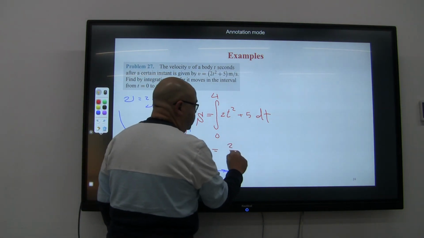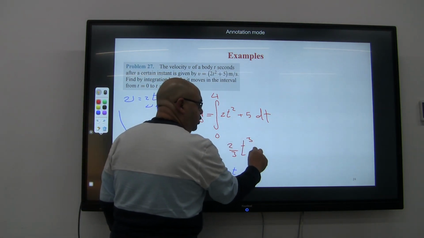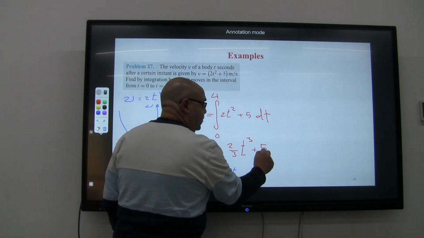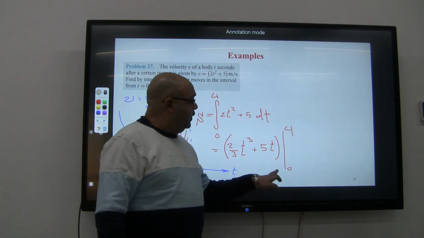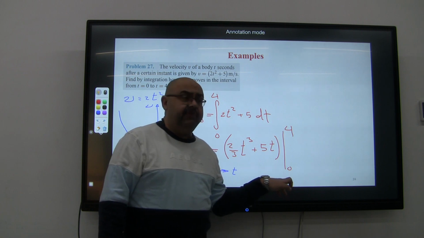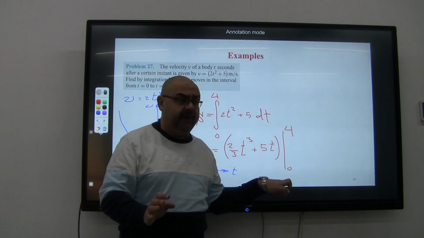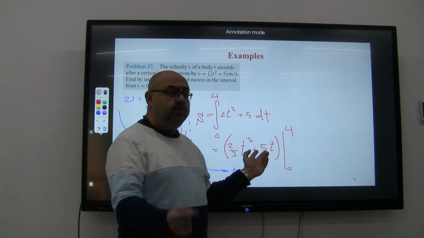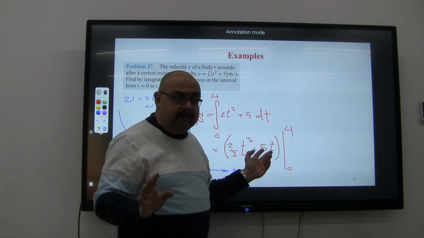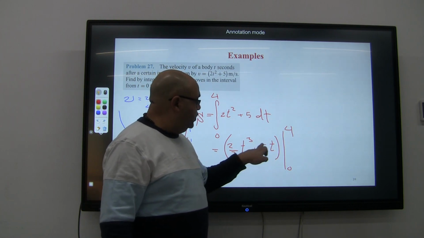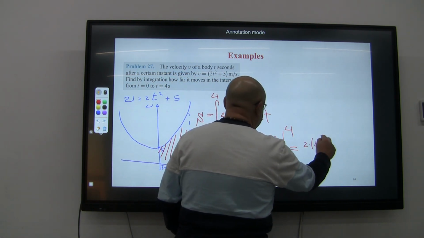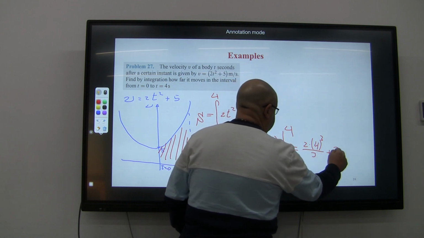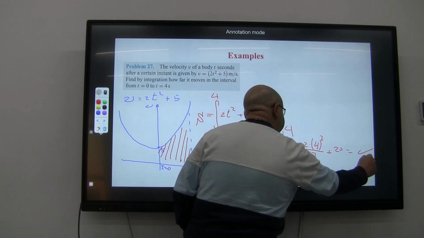Simply it's going to be 2 over 3 times t cubed plus 5 times t, and then we will substitute every t by 4, minus 0. When the lower limit is 0, it's very easy to evaluate, because you simply substitute only the upper limit, and that's it. If you put t equal to 0, it's going to be 0. So the final result is going to be 2 times 4 to the power of 3 divided by 3, plus 20, and that's it. You will get your distance in there.